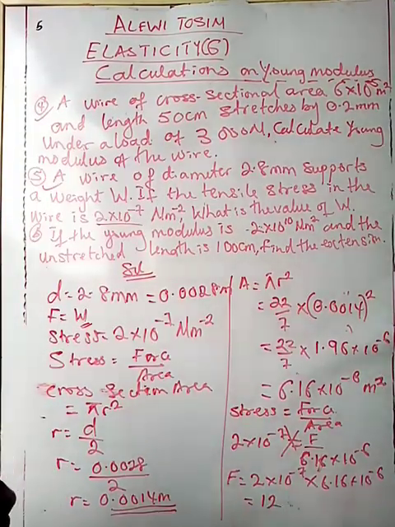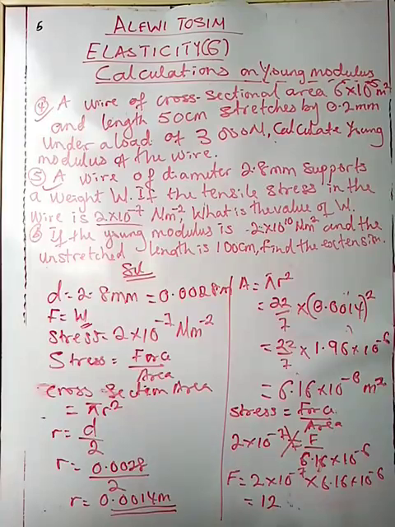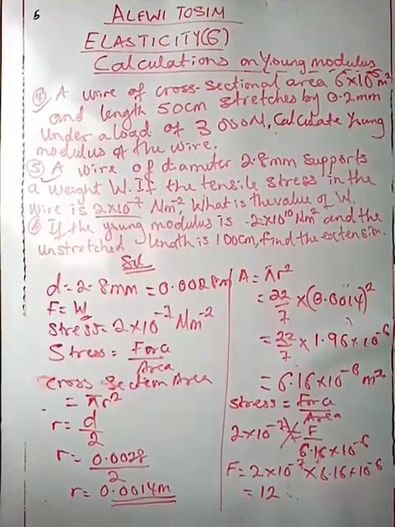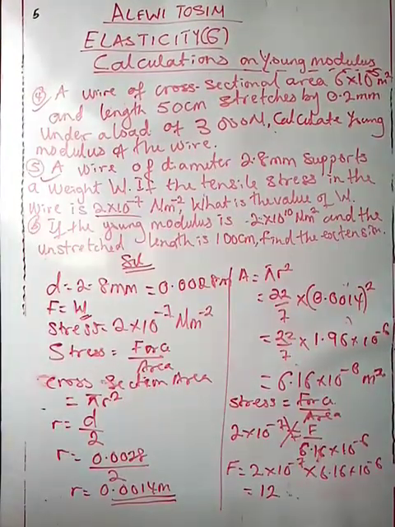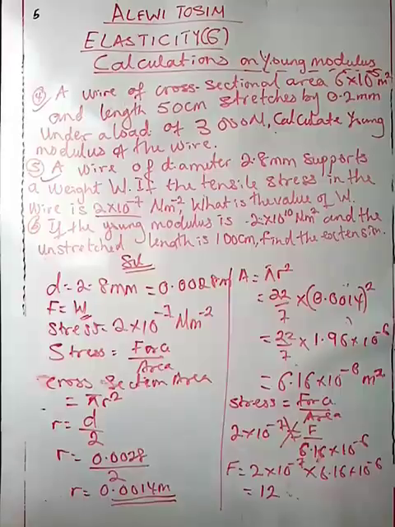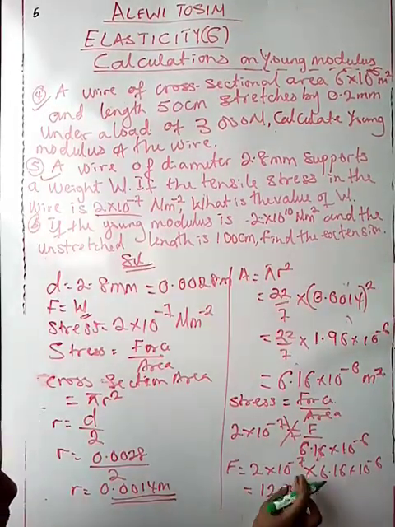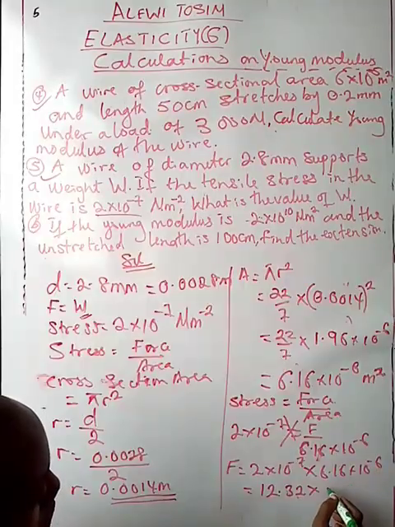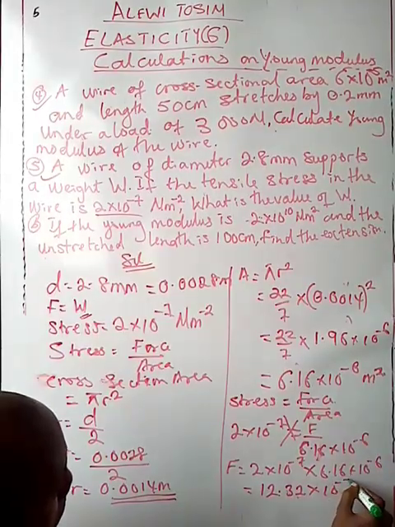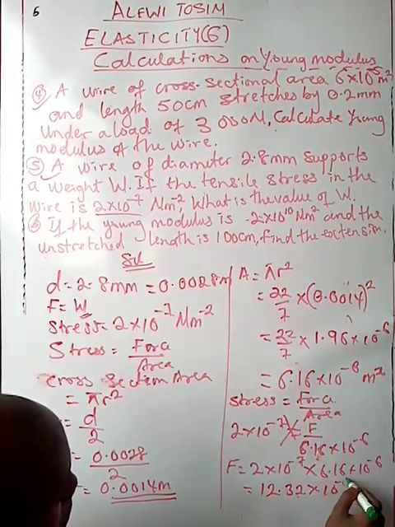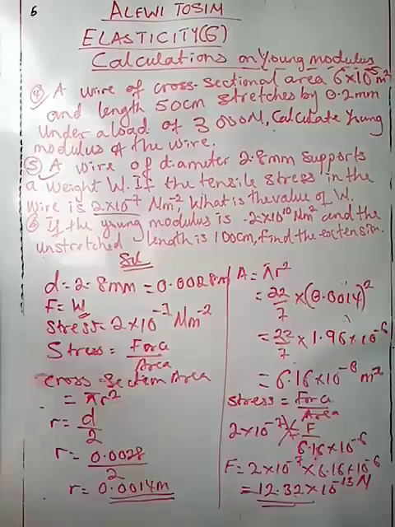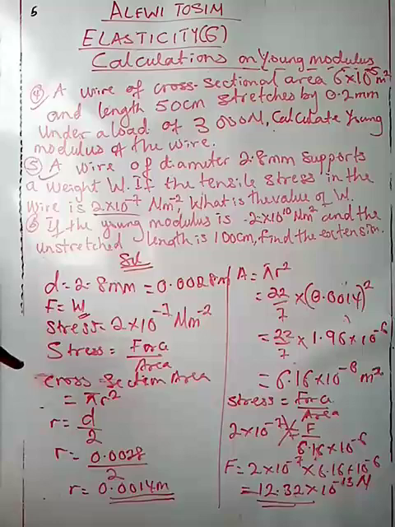Multiply this now. 2 times 6.16 should give us 12.32, times 10 raised power minus 6 plus minus 7, to give us 10 raised power minus 13. Okay, now that is the final answer.